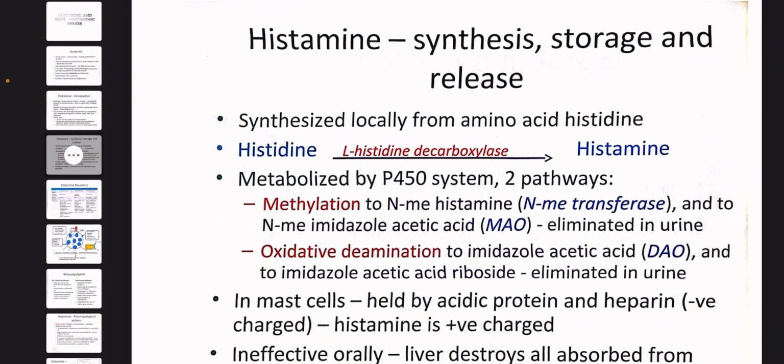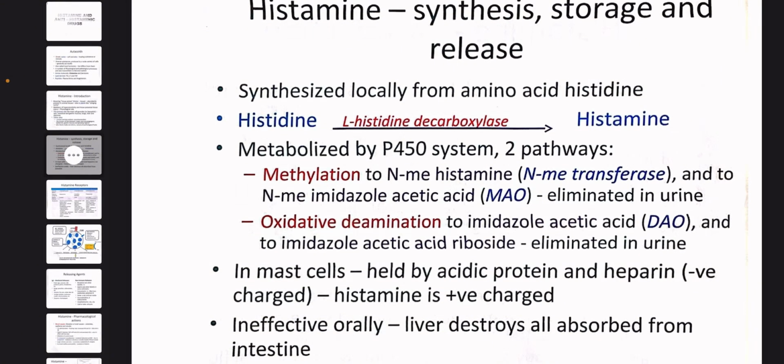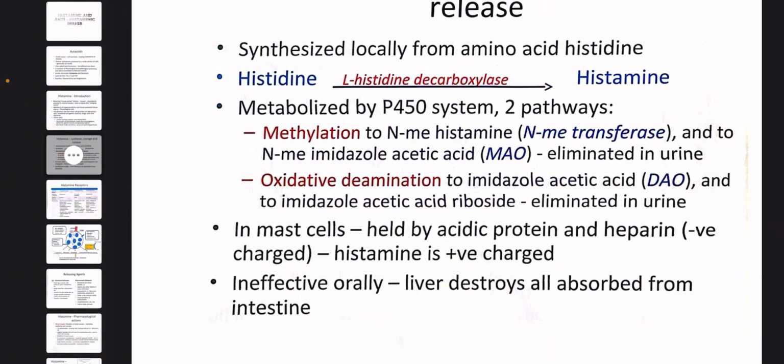After histamine is formed, let's talk a little about how it is metabolized, how it is broken down. It is metabolized by two pathways. You've heard of cytochrome P450, which we already explained in our biotransformation topic. We talked about cytochrome P450 a lot in that topic. That system also plays a role in the biotransformation or metabolism of histamine.